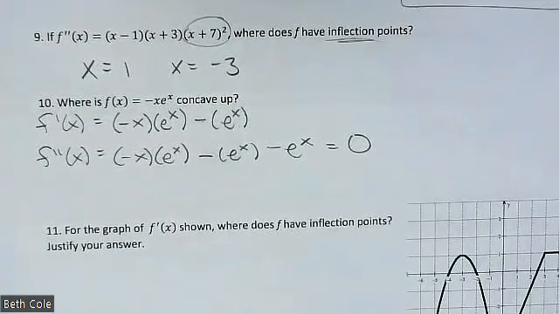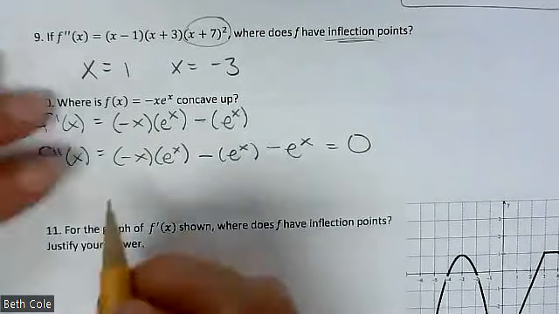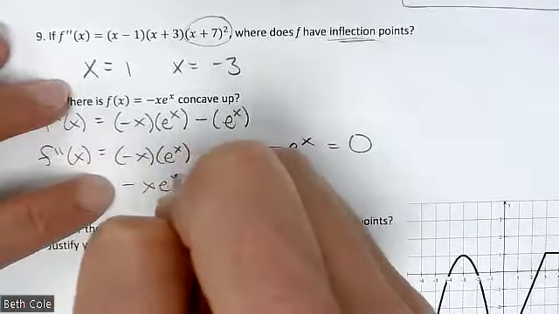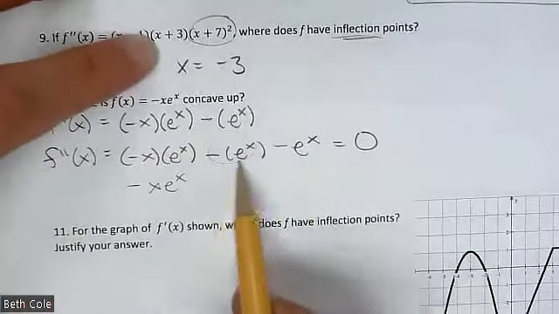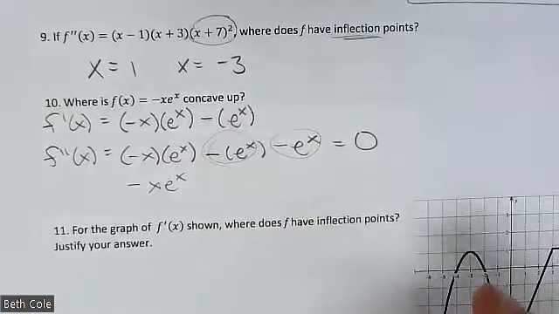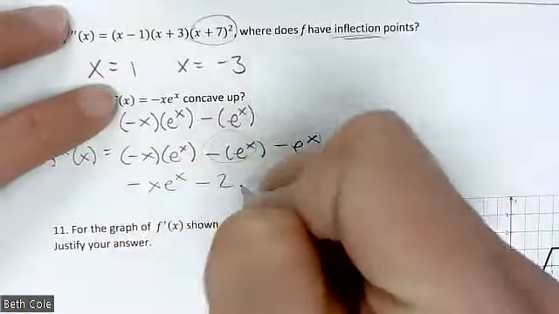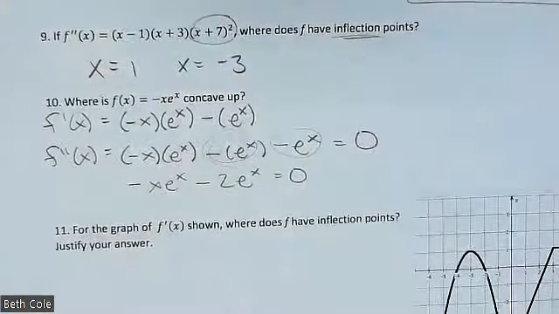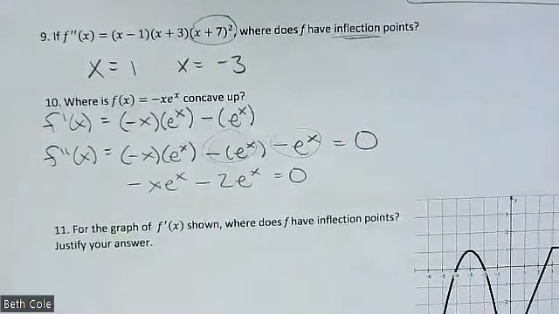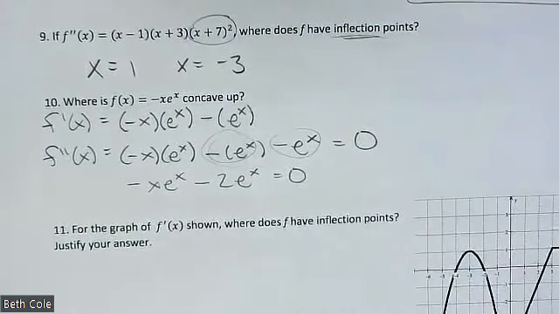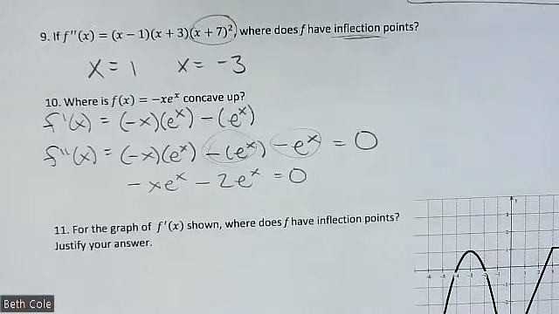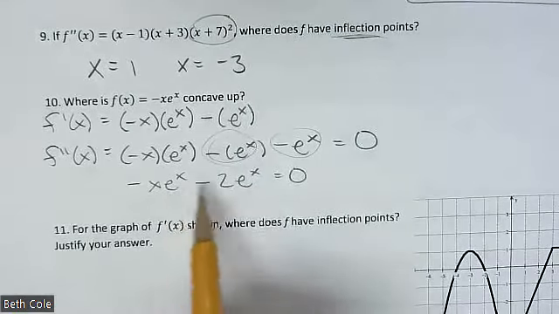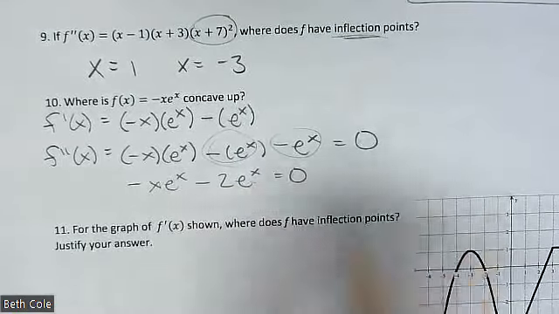We're looking for inflection points. Yeah, those are some like terms there. If you see that, we've got negative x e to the x. But look at, this is minus e to the x and minus e to the x. That would be minus 2 e to the x. Good, I'm glad you noticed that because I was going to ask. And then what do you now notice? They both have got e to the x.